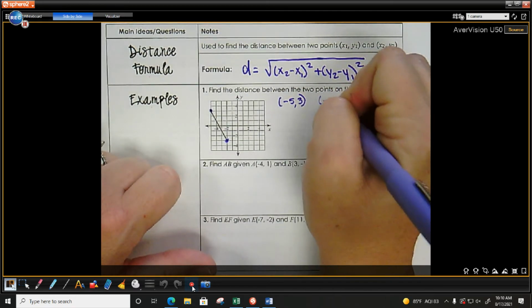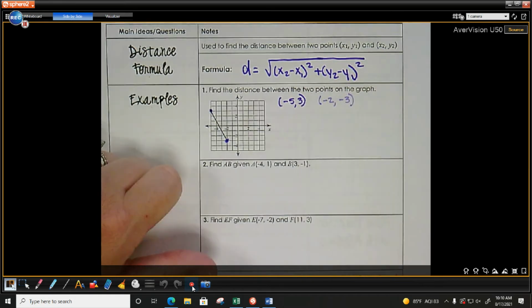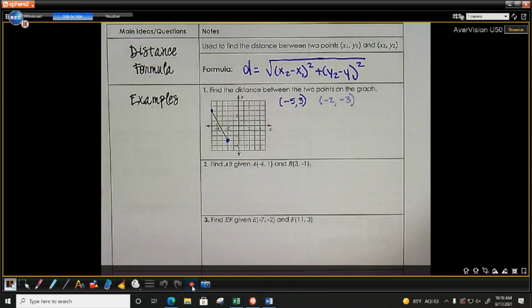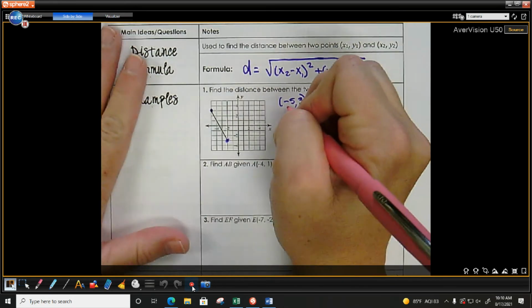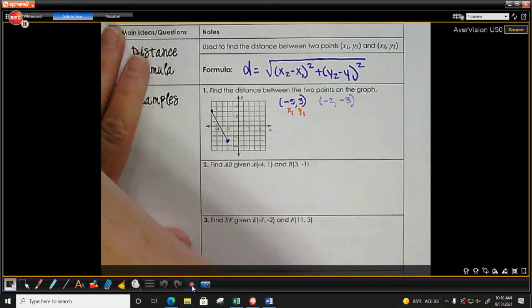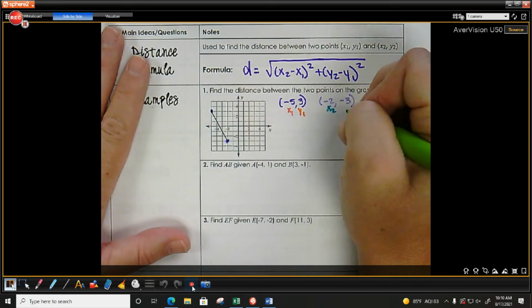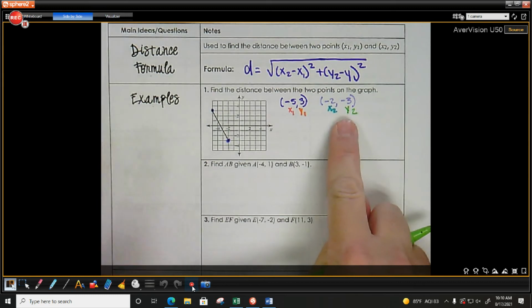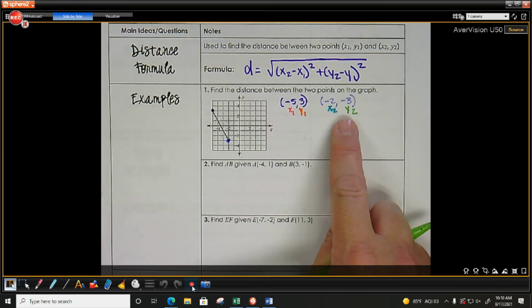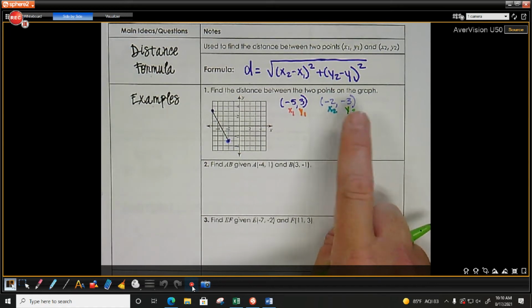X1, Y1. X2, Y2. Again, could I have chosen this as point 1? Yeah, I just would have had to label it X1, Y1. I couldn't label it X1, Y2. Okay, it can't be point 1 and point 2 all within the same point. Okay, but it doesn't matter. You could flip-flop them. Just be consistent.